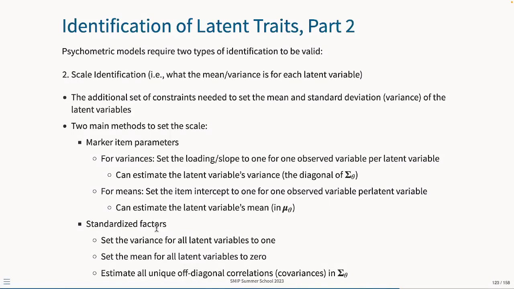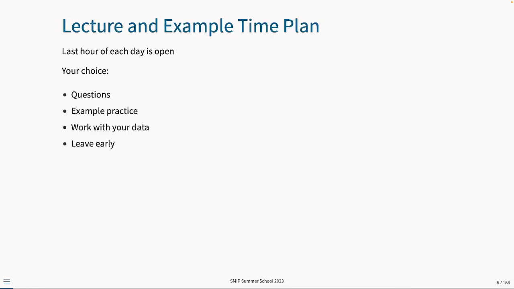Here we see this, we're going to set all latent variables to 1, the variance to 1, the mean to 0. We don't have a multivariate set of traits.